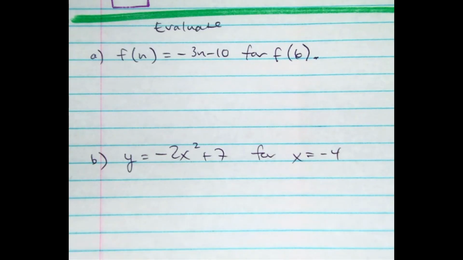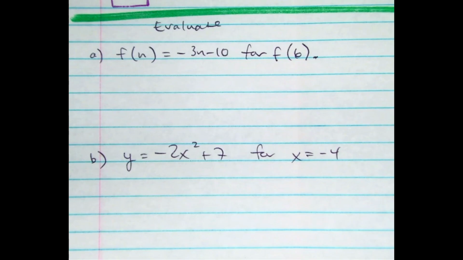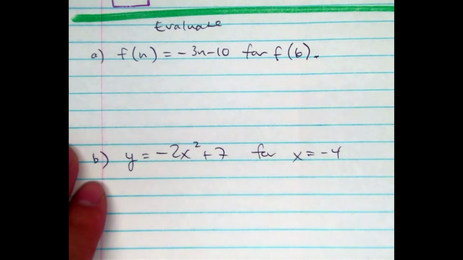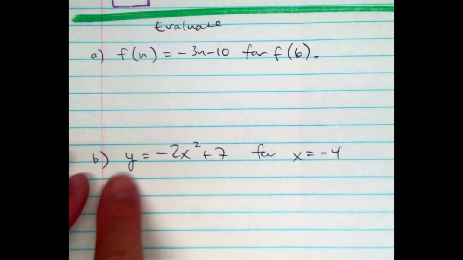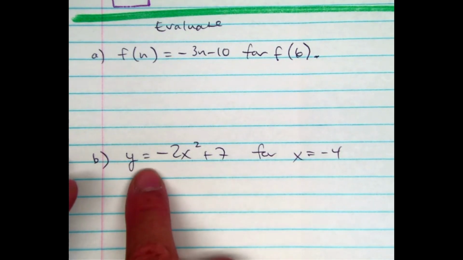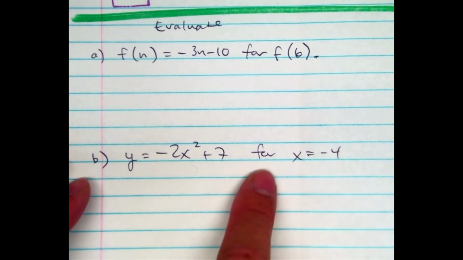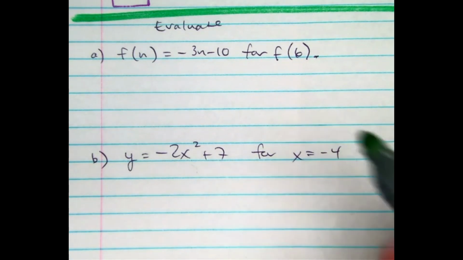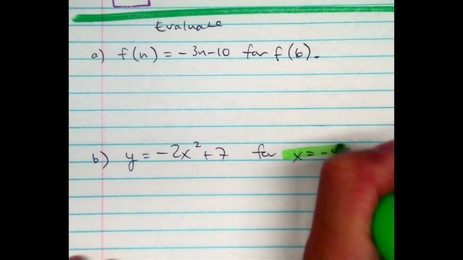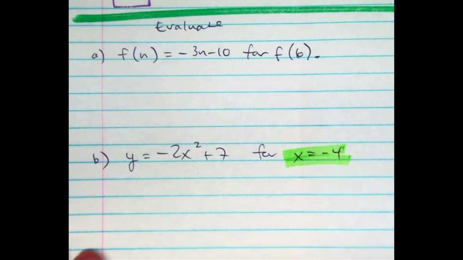Alright, let's go through this example here. Class, which one looks more like yesterday's lesson? B. So let's do B first. If you pay attention, there's an equal sign. So this is actually a function. They want us to evaluate the function, so we're going to do a replacement. Every time I see x, I'm going to write what? 4.